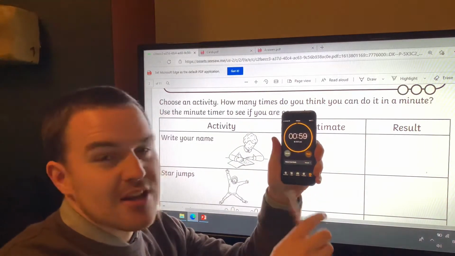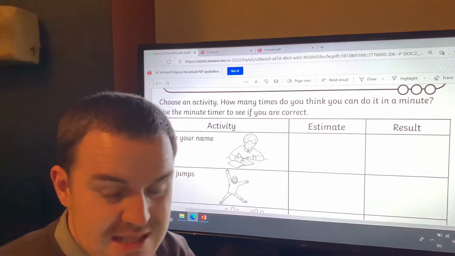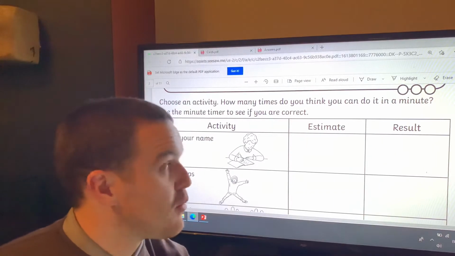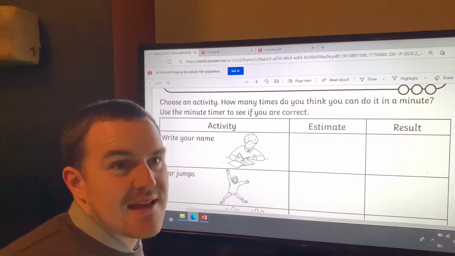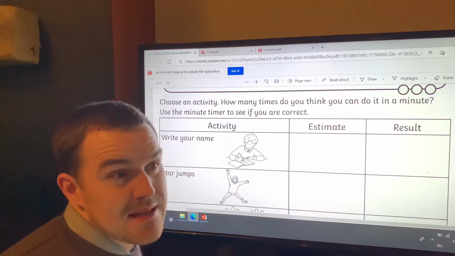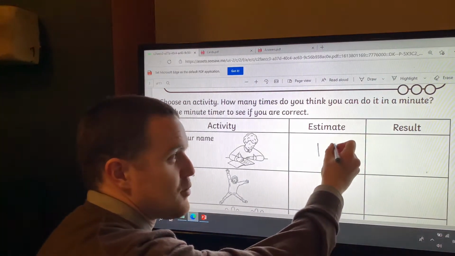And it's going to start and count down from 60 seconds down to 0. And in that time, you're going to see how many times that you can write your name. But what you're going to do first is you're going to estimate. An estimate means a sensible guess. So I think in 60 seconds, I could probably write my name 10 times, okay? So I'll put that in there.